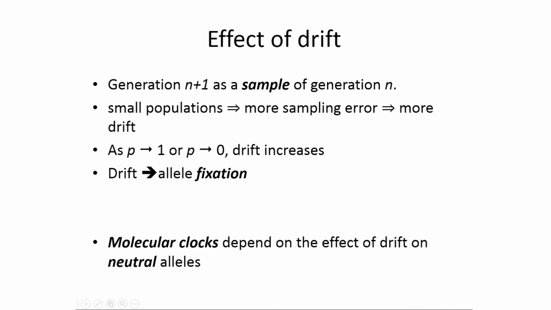Now, in other podules in this series on evolutionary phylogenetics, we'll see how we depend quite often on molecular clocks. And molecular clocks, in their turn, depend on the effect of drift on the frequency of alleles that have no fitness differences amongst themselves, on neutral alleles. And so drift is a really important thing.